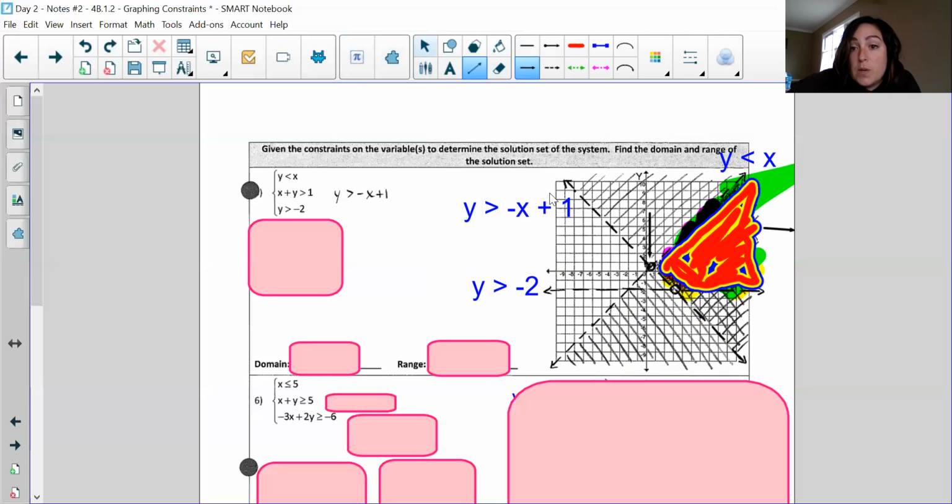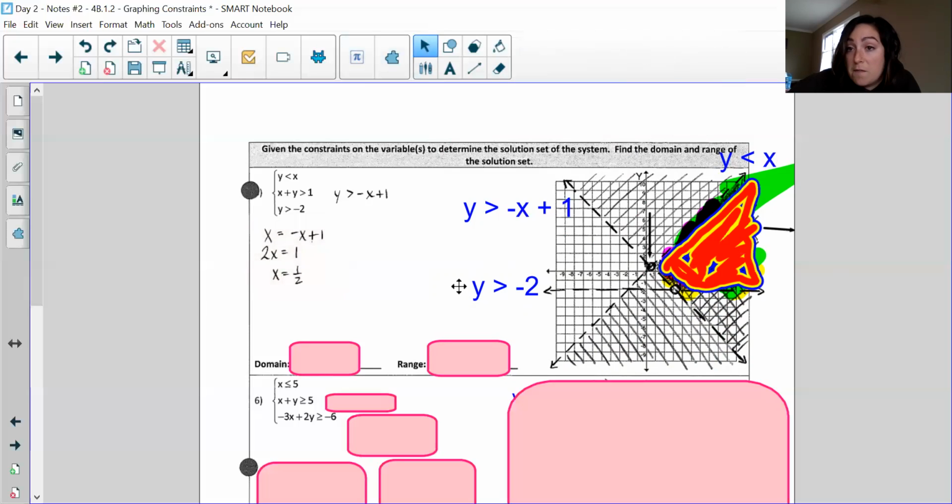So we set those two equations equal to each other so we can find their intersection, and we end up getting that that x value is 1/2. So our domain is everything from 1/2 to infinity. And non-inclusive, because if I have two dashed lines, that intersection is not part of the solution.